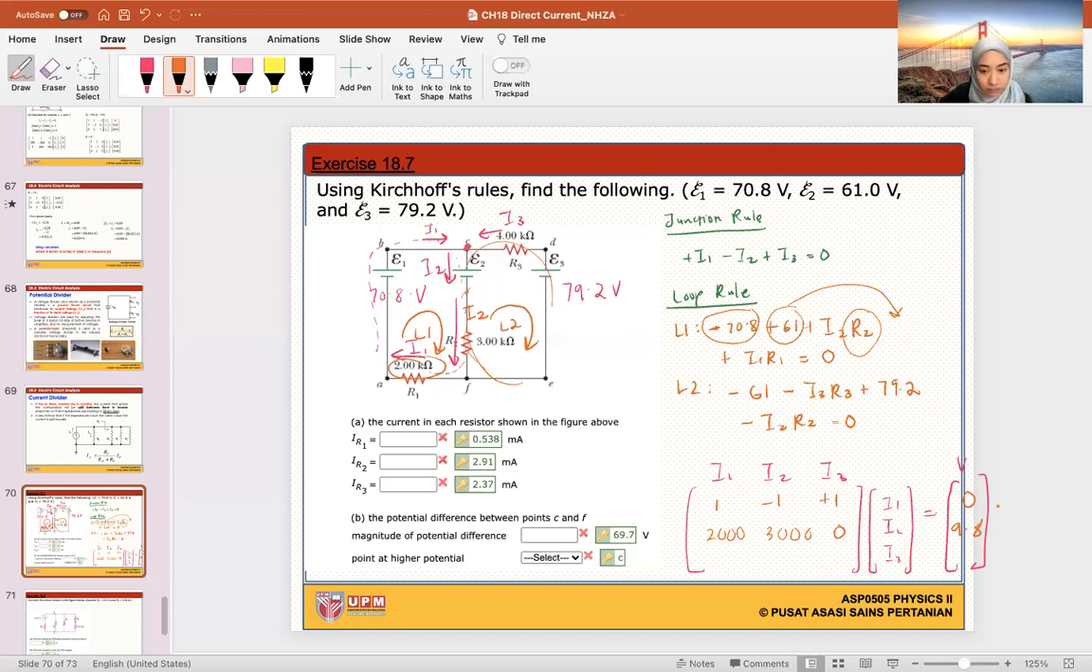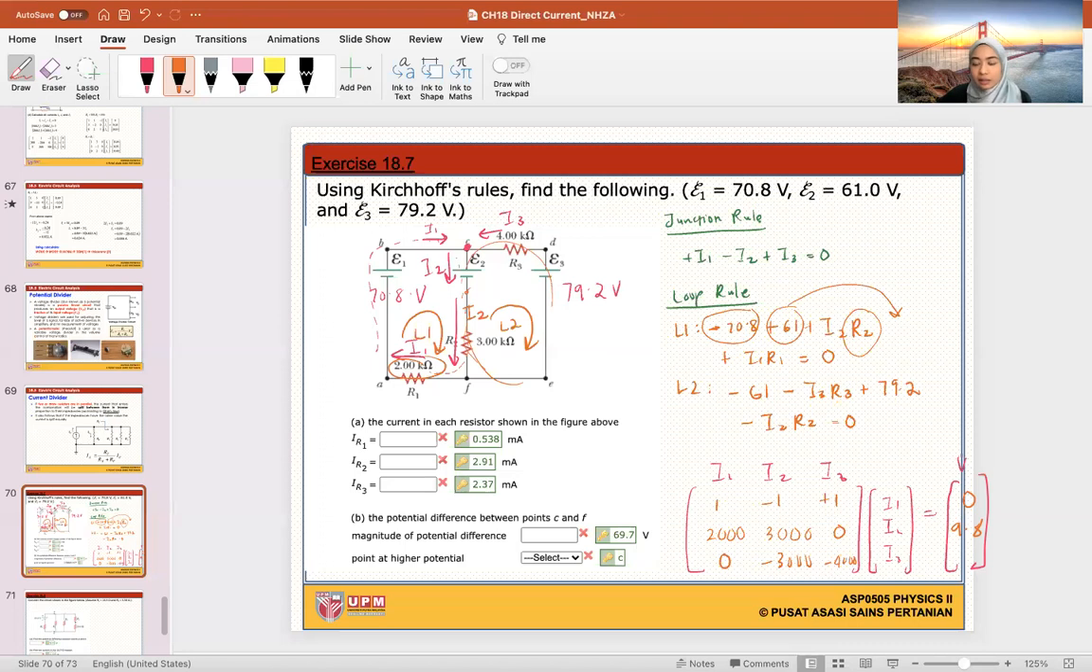2000, 3000. Okay. And then for loop number 2, I1 is missing, so it's a 0. I2 is minus R2. R2 is 3000, so it's a minus 3000 over here. And I3 is also a minus I3 R3. The R3 value is 4000. So it's a minus 4000.